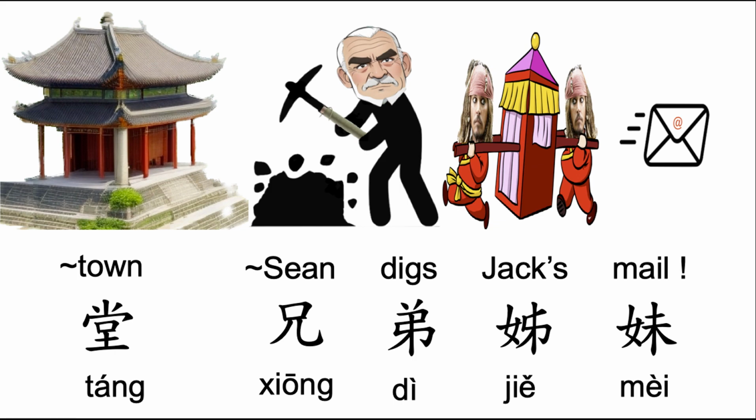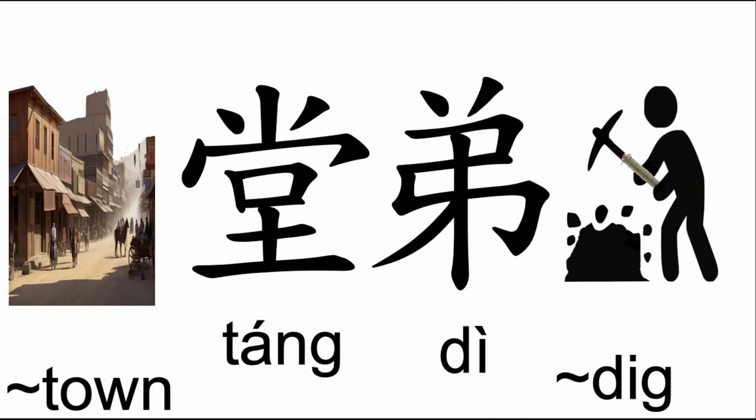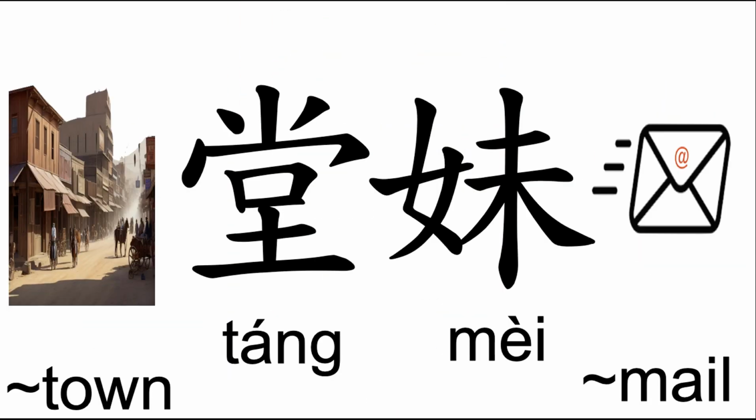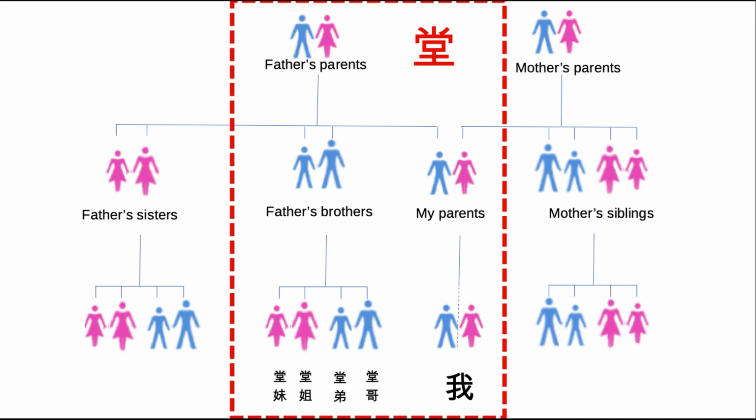堂兄弟姐妹. I call the older males my 堂哥, the younger males my 堂弟, the older females my 堂姐, and the younger females my 堂妹. The children of my father's sisters and my mother's siblings have different surnames from me, so they are considered my cousins.